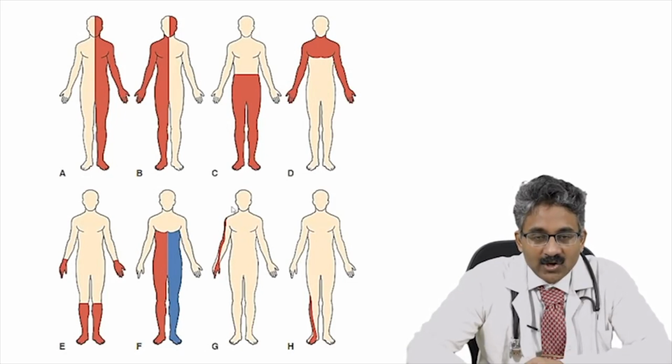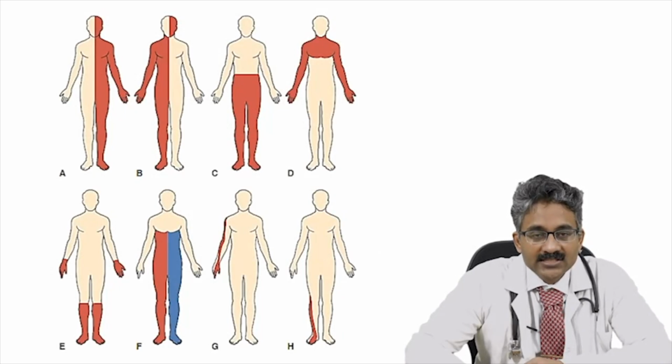G, if there is one radiculopathy or if one nerve is affected in the upper limb, and H is if a radiculopathy or one nerve is affected in the lower limb. Okay, you will get a pattern of sensory loss like this. The other two sensory losses which are not given in the diagram are, one is sacral sparing, which I told you occurs in intramedullary lesions like ependymoma or syringomyelia. And another is saddle anesthesia.